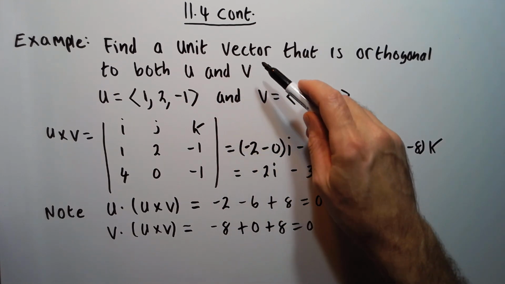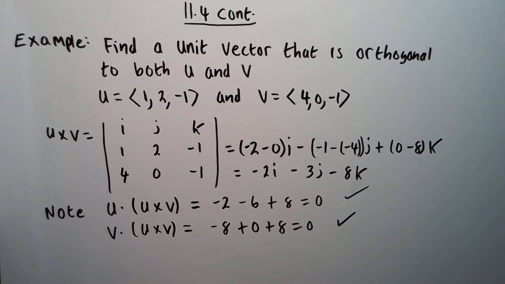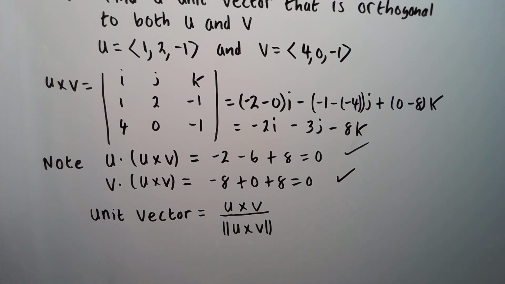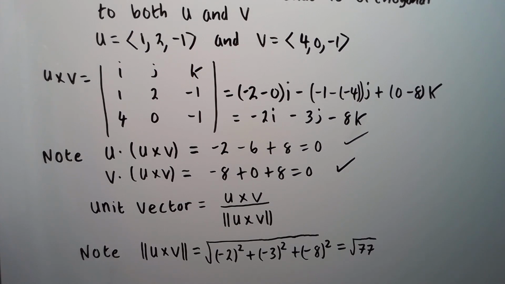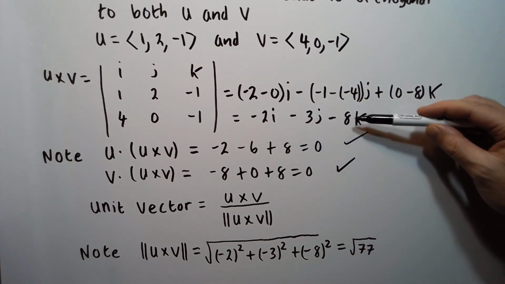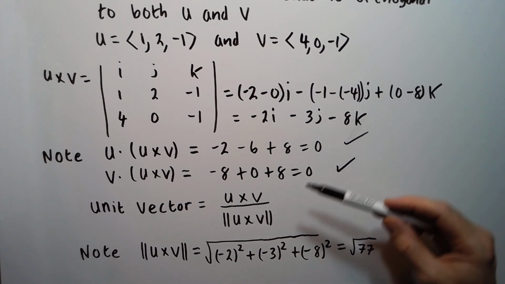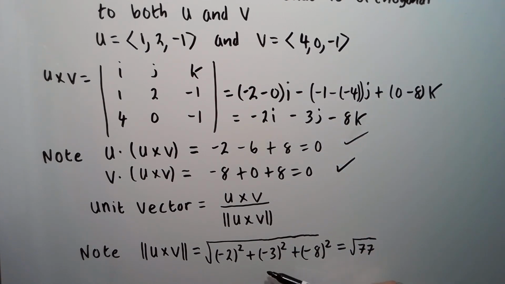And it says find a unit vector, so we need to normalize our u cross v then. So here's how we normalize it. So we need to divide by the magnitude. So take your u cross v divided by magnitude, that will change it to a unit vector. So let's find the magnitude of u cross v now. Well, u cross v is here. So the magnitude would be the first component squared, so minus 2 squared, plus the second component squared, so minus 3 squared, plus third component squared, so minus 8 squared. So adding those, you get square root of 77.